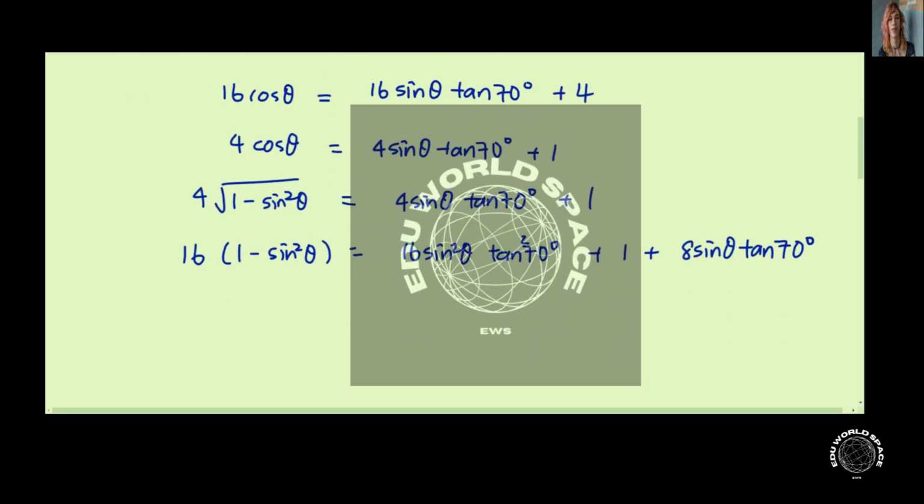So right now we can rearrange and group the sine square term together. So 16 sine squared theta times tangent squared 70 degrees plus 1, plus 8 tangent 70 degrees sine theta, minus 15 is equal to 0. Now it's good to calculate some numbers.